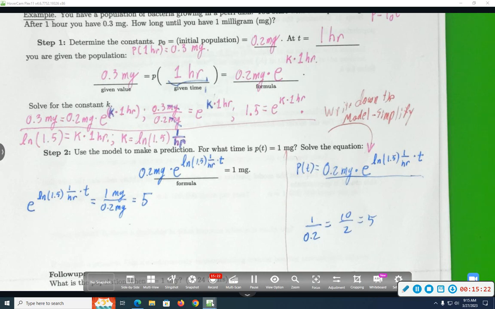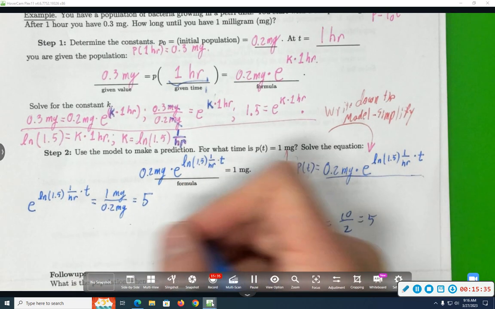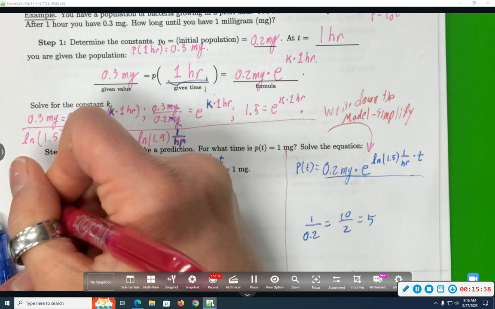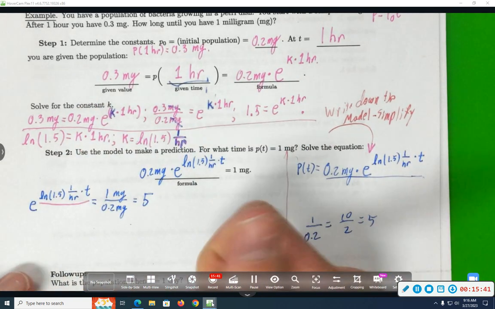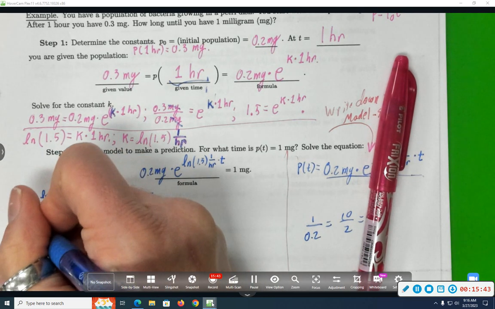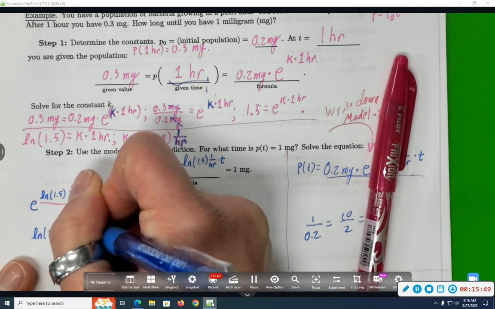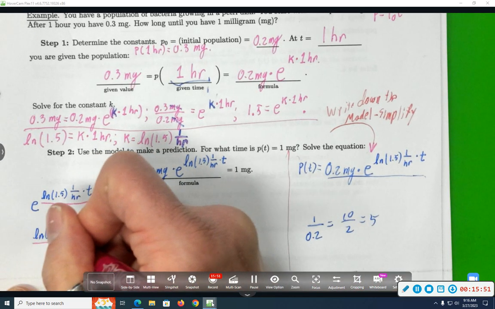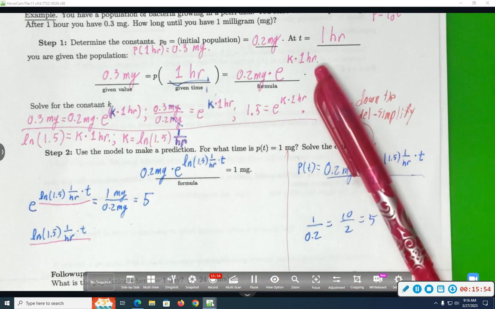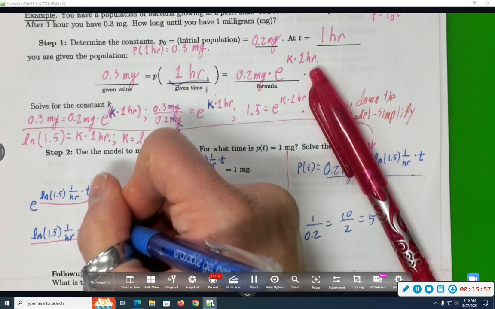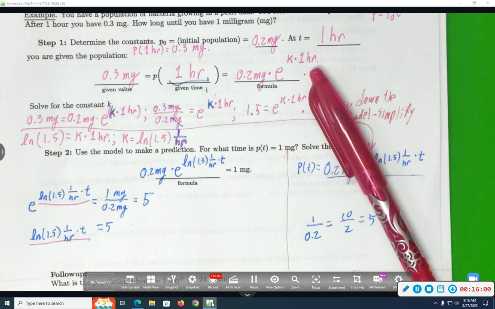What's the next thing that we should target to get rid of? The e. I see e to a power. What undoes it? Take the log of both sides, and the e will go away. So doing that, we'll wind up with, color coding a little bit, the stuff inside of the exponent: ln 1.5, 1 over an hour times t, underlined in pink just to hammer home that this is the same as that, is equal to 5. All right, what next?